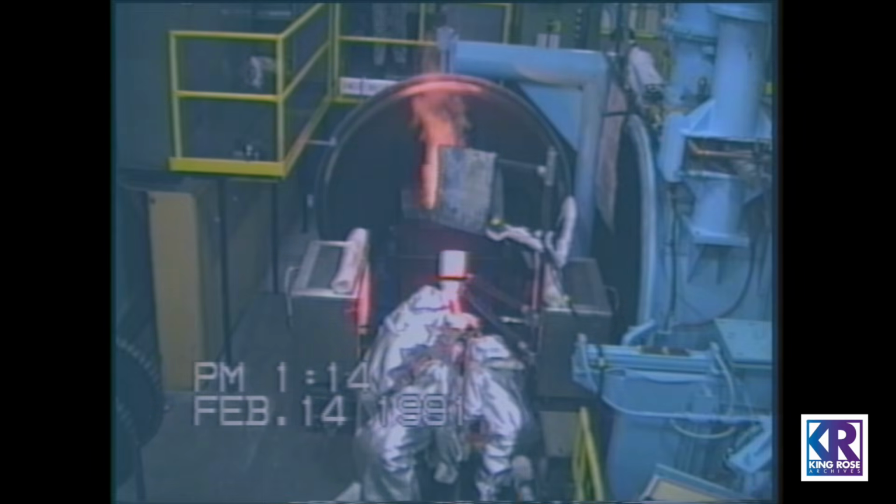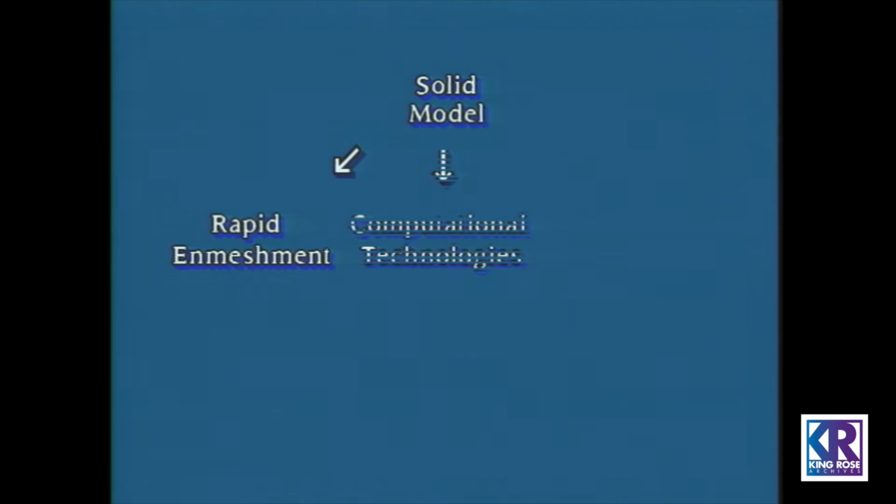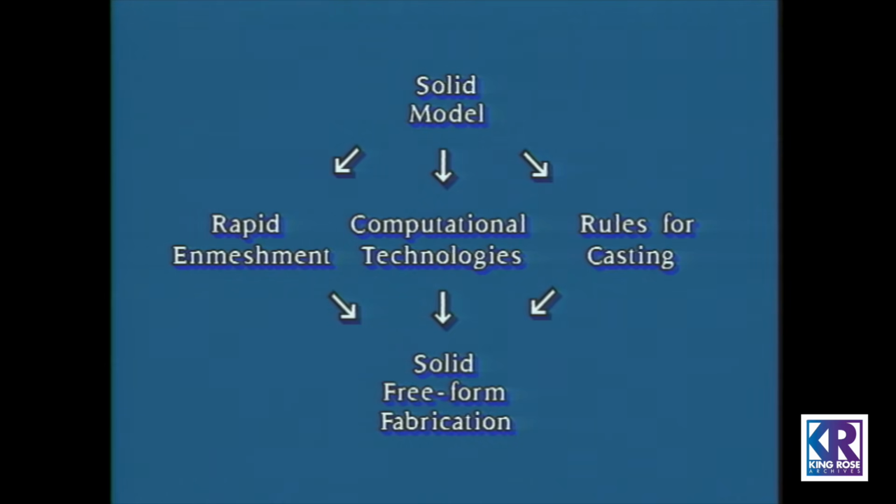The main elements of the program we will describe here center on solid modeling, the creation of an electronic design; rapid enmeshment, conversion of a solid model into a 3D mesh suitable for finite element modeling; computational technologies, the analysis techniques which use the 3D mesh to determine heat flow, fluid flow, and stress analysis; rules for casting, a combination of modeling and experimental measurements to characterize the filling of a complex mold; and free-form fabrication, the production of a finished wax pattern and gating assembly without the use of an injection die directly from the electronic design.